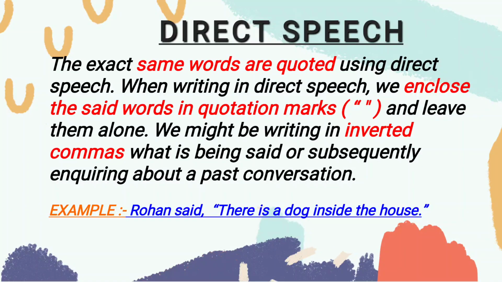What is direct speech? Direct speech is the exact same words that are quoted or enclosed in quotation marks. We might be writing it in inverted commas. It reports what is being said, or subsequently enquiring about a past conversation. There is an example. Rohan said, "There is a dog inside the house."